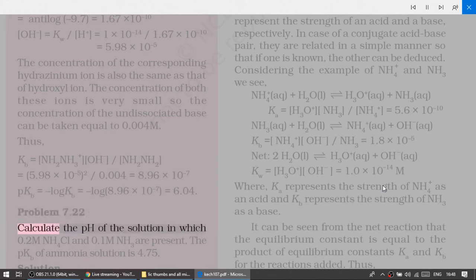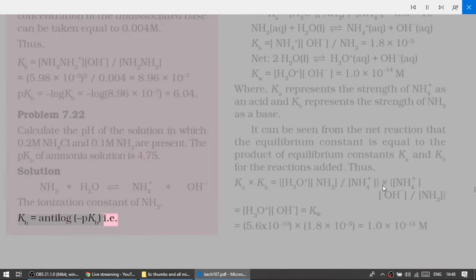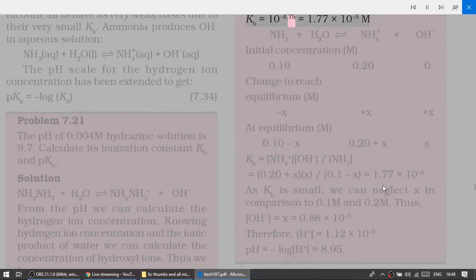Problem 7.22. Calculate the pH of the solution in which 0.2 M NH4Cl and 0.1 M NH3 are present. The pKb of ammonia solution is 4.75. Solution: NH3 + H2O ⇌ NH4+ + OH-. The ionization constant of NH3, Kb, is equal to antilog of -pKb. Kb = 10^-4.75 = 1.77 × 10^-5 M.